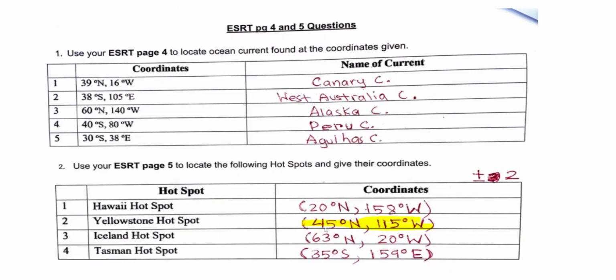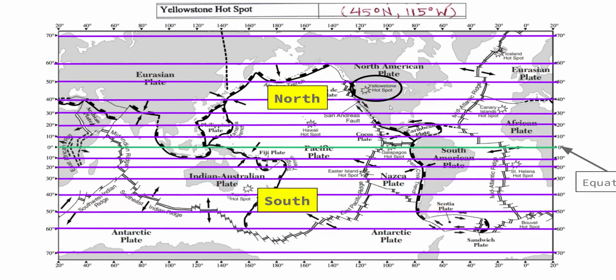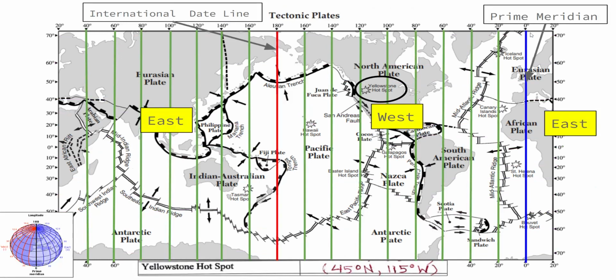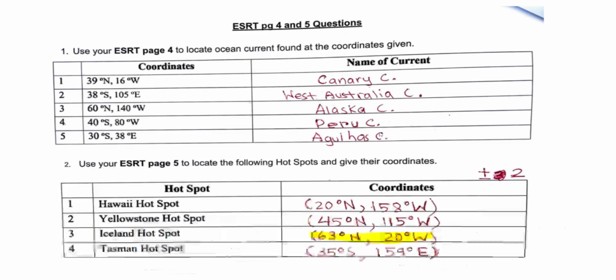Next is Yellowstone hotspot, around 45 degrees north latitude, north of the equator. Here's the Yellowstone hotspot. It's around 45 degrees north of the equator, and it's 115 degrees west of the prime meridian. Here's the prime meridian. Yellowstone hotspot is around 115 degrees west of the prime meridian.